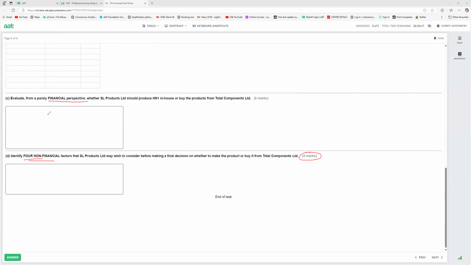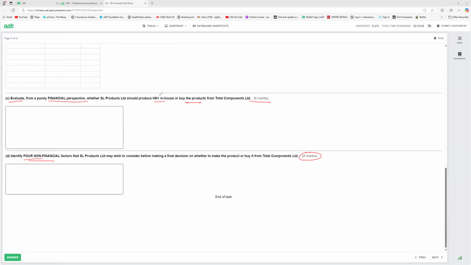Okay, so let's look at the financial factor first. This is a 6 mark question, so remember that you have to write a little bit more for the 6 marks. And evaluate. Evaluate means you have to write what's happening. So you need to show some calculation and you need to say some good side and some disadvantage. So in-house or buy. You have to say both.